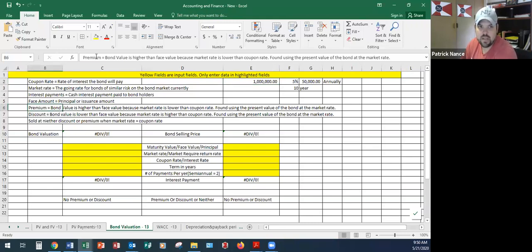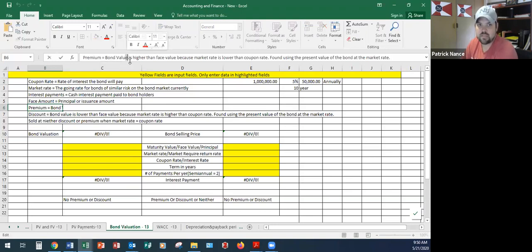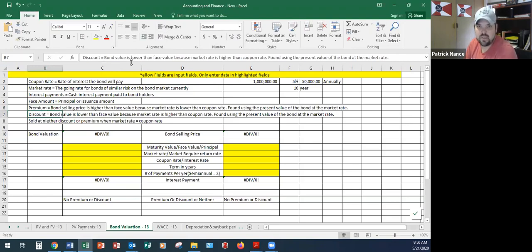So for example, a premium is when the bond selling price is higher than face value because the market rate is lower than the coupon rate. So think about a premium like this.